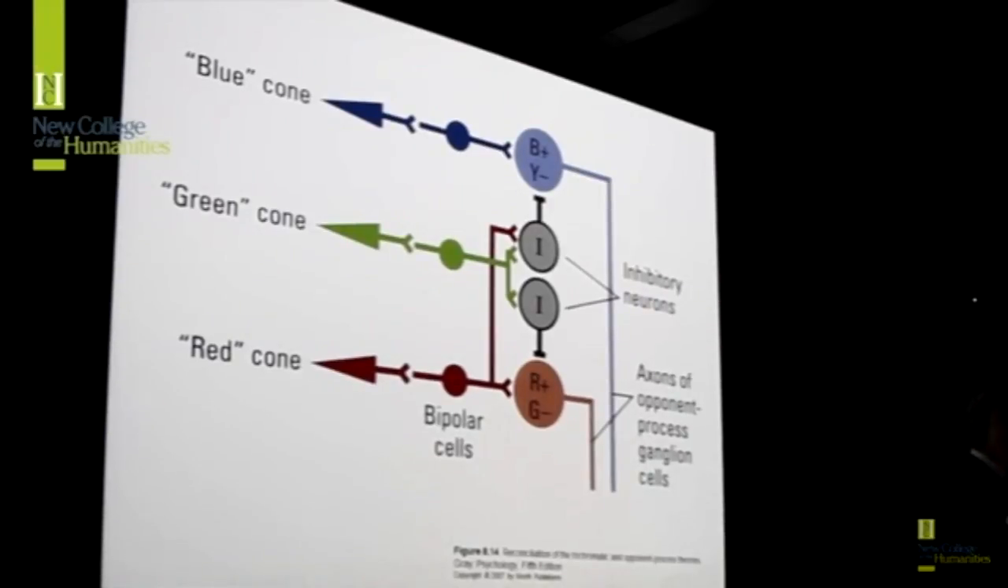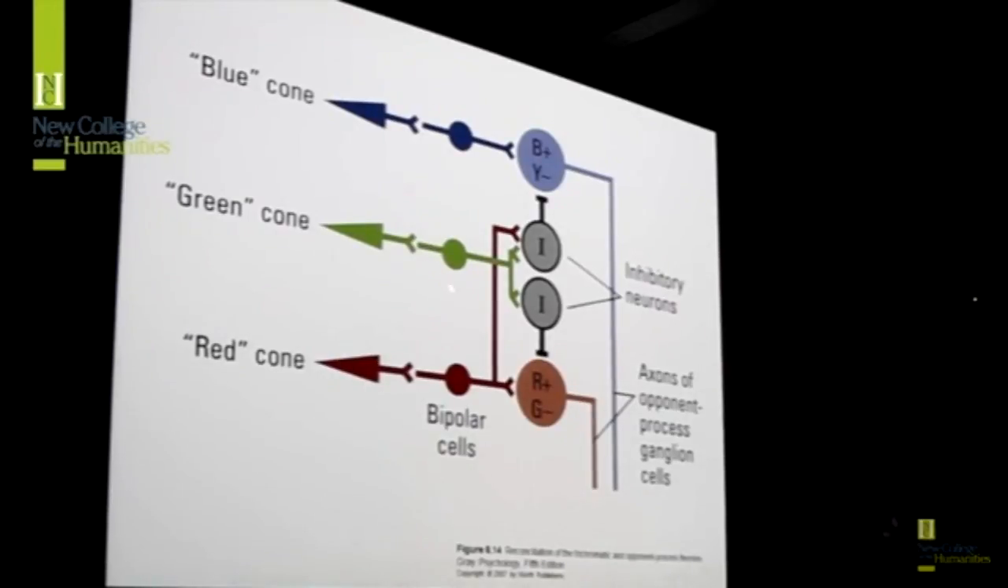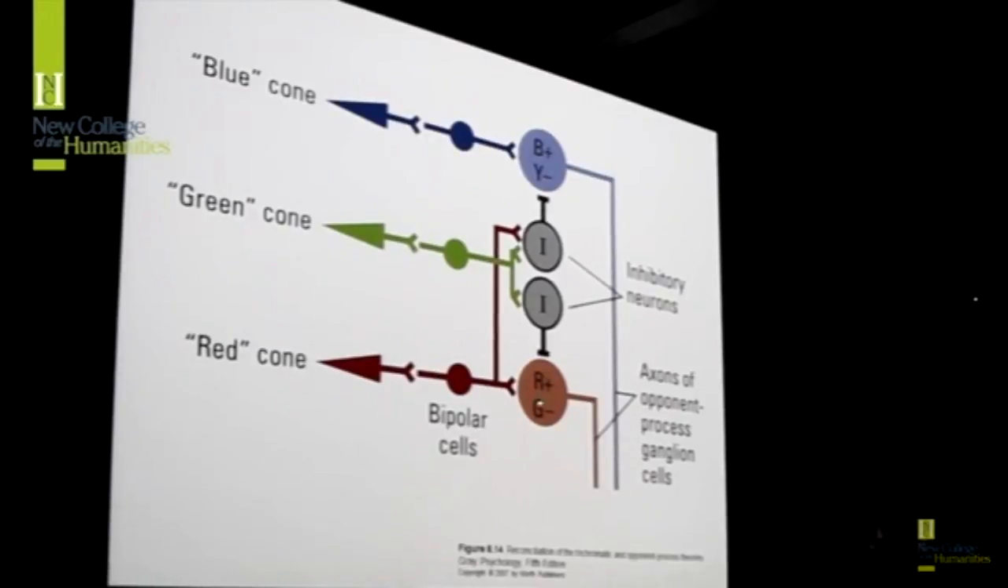Before it gets to the brain, those signals are combined in the following way. Take this ganglion cell here. Again, a ganglion cell is the cell that carries information from your eyeball out through the optic nerve into your visual brain. This ganglion cell gets excitatory input from a red cone, but it gets, via an interneuron, a neuron in between, inhibitory input from a green cone. What does that mean?